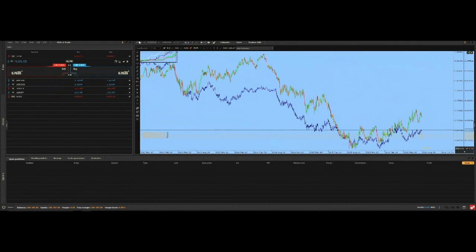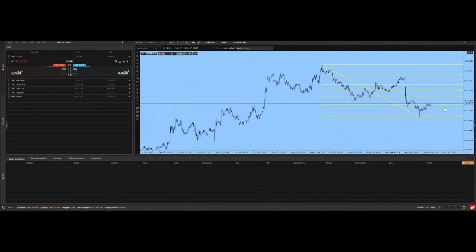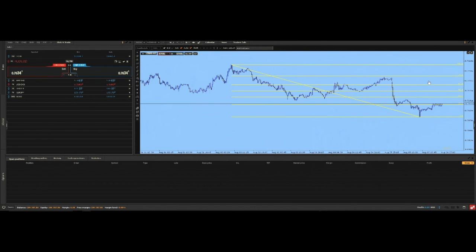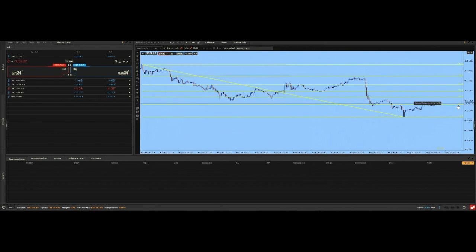Alright, we're going to get started now. Now we can see we're forming a downtrend here. And right now we're at the 23.6 Fibonacci.